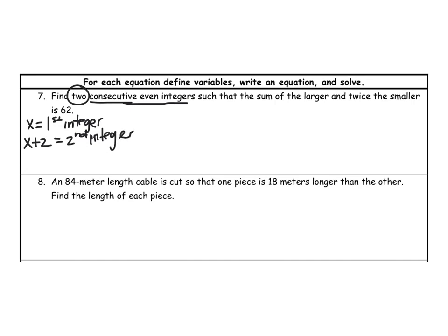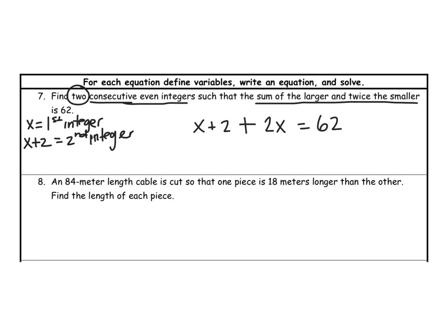So when we set up our equation, we're going to use the x and the x plus 2 to help us show that the sum of the larger and twice the smaller is 62. So sum means we're going to be adding. We're going to be adding the larger, which was x plus 2, and twice the smaller. The smaller would have been x. So twice the smaller would be 2x is 62. So then I'll let you solve that for x. You'll have to combine like terms and solve for x.